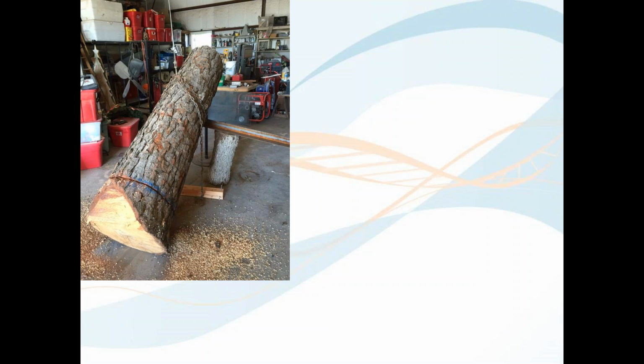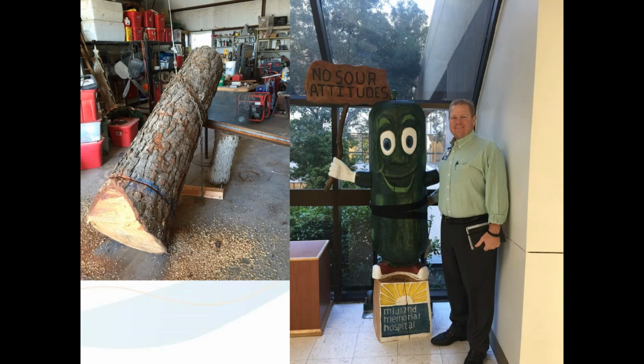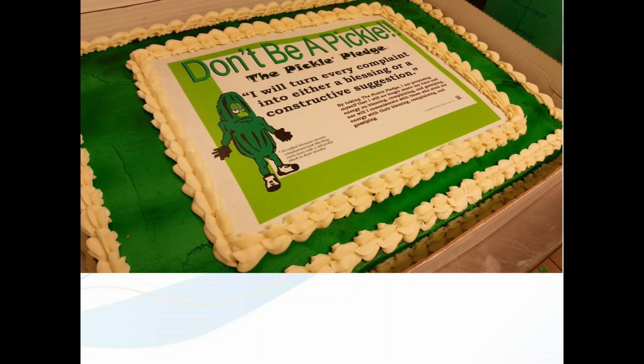This is a 2,000-pound log that somebody at Midland Memorial Hospital cut off a tree that had been knocked down during a storm, and this is what it looks like today. That 2,000-pound log is now the big pickle proclaiming no sour attitudes in our organization. That's Bob Dent, the Chief Operating Officer, and that is the first thing that most employees see when they walk into the employee entrance of the hospital: this hospital is a pickle-free zone. We are seeing people having pickle cake decorating contests, pickle cupcake eating contests.